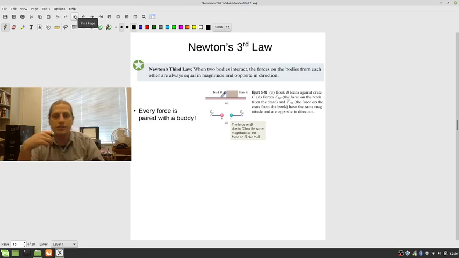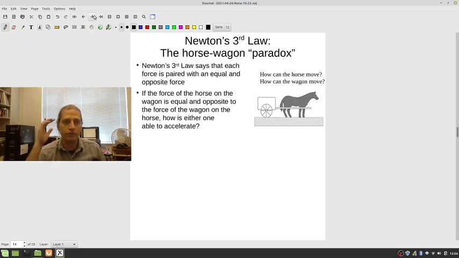Okay, now this last one is Newton's third law, and this just says if I push on you with 10 newtons, you have to push back on me with 10 newtons. Every force is paired with a buddy. And the famous example that I gave a couple months ago was this horse-wagon paradox. If the wagon is pulling on the horse just as hard as the horse is pulling on the wagon, how is it that they can accelerate?